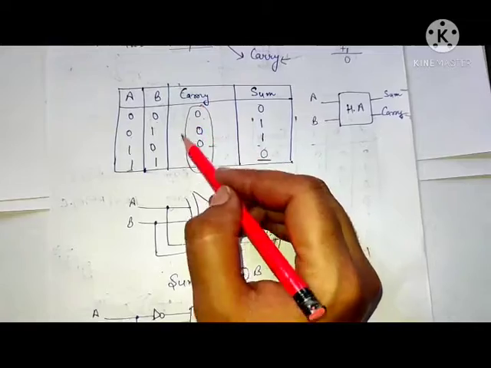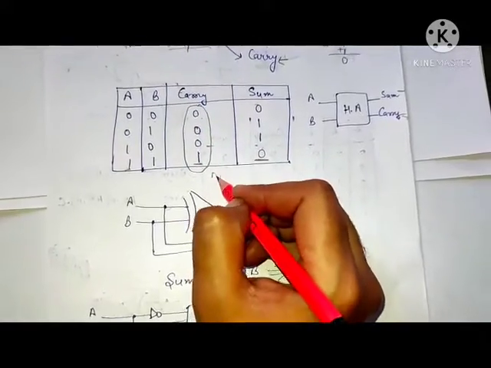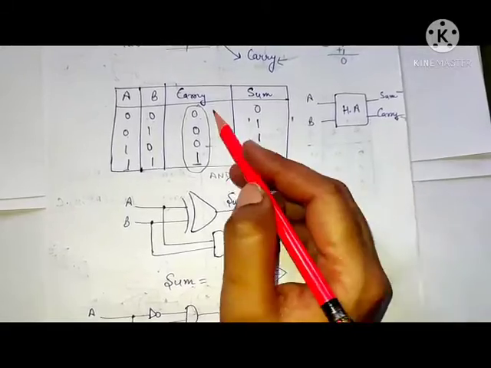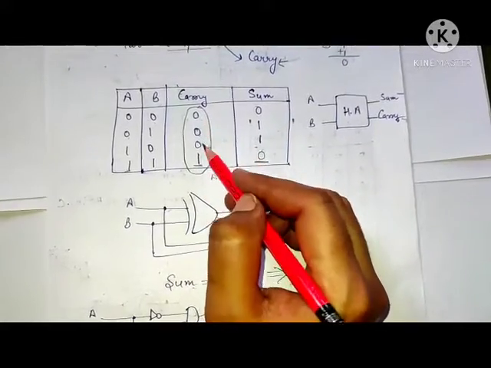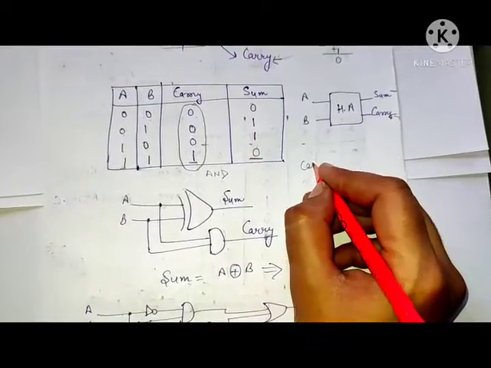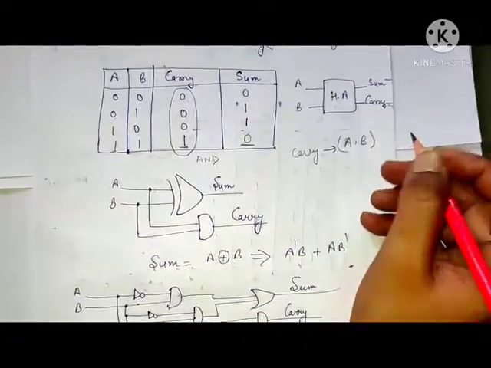See students, this is the truth table of AND. Logical AND we did earlier, its truth table is 0 0 0 1. So we can say that carry is the product of A and B.